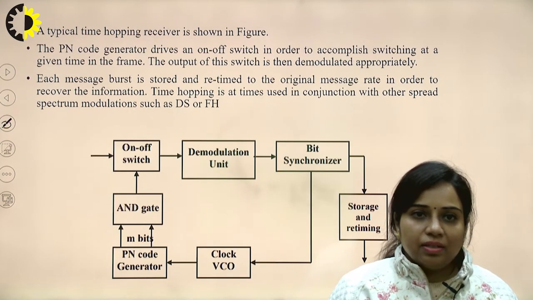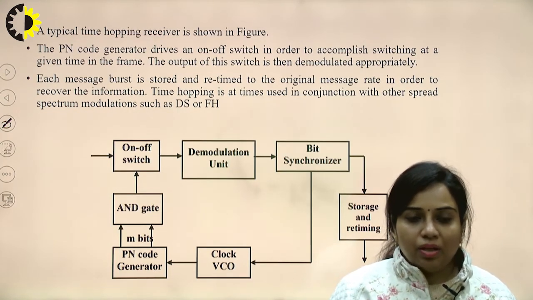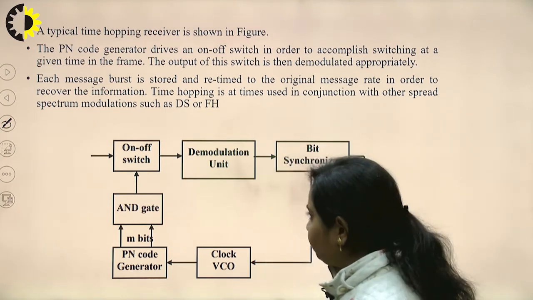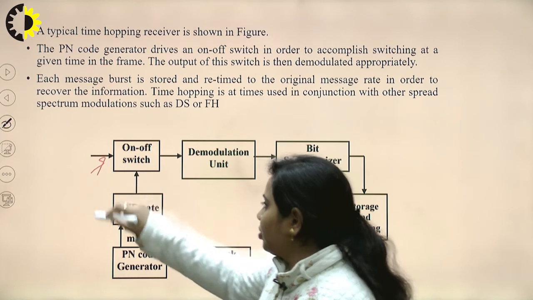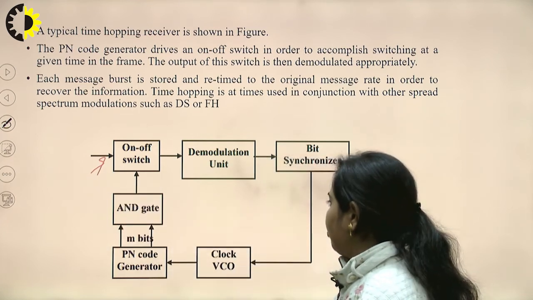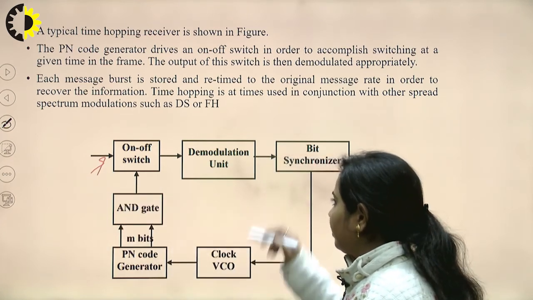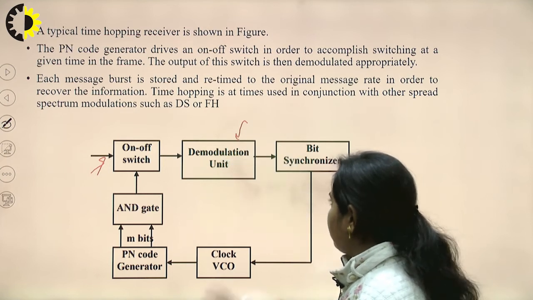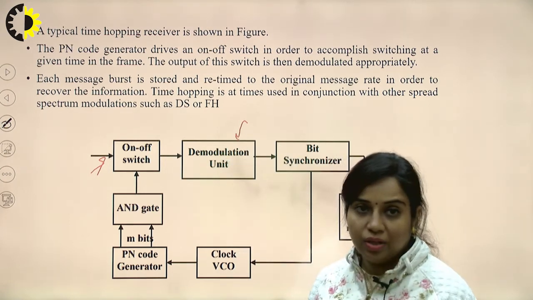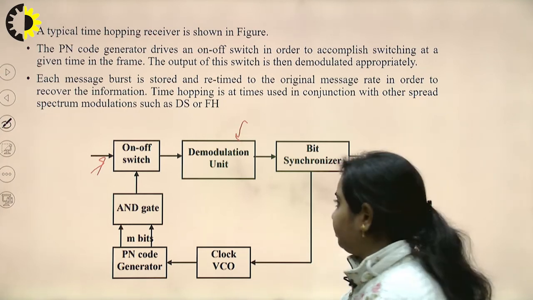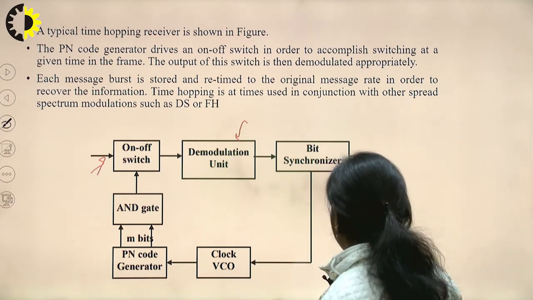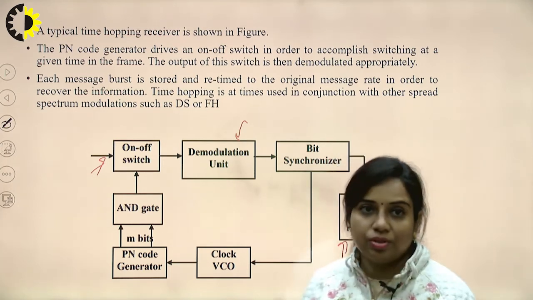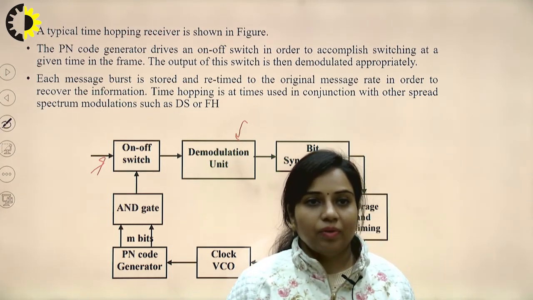Now this is the diagram showing how the time hopping system will work. This is the on-off switch to which the input will be applied. Then at the receiver side, the demodulation unit will be there. So this is basically the demodulation of the THSS system. Then the bit synchronization will be there. Here the storage and retiming will be there. So this is how the THSS system will work.